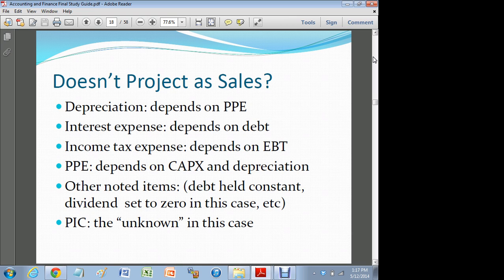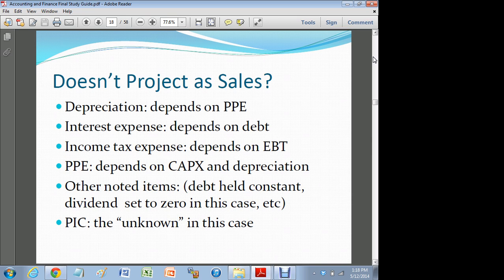So which terms exactly don't project as a percentage of sales? The first four here, you definitely should know because they always follow their own rule. If you're ever lost on why, just think about the nature of what these terms are. Depreciation: how much your items depreciate depends on how much stuff you have at the beginning of the period, so that's not going to depend on sales. It's going to depend on how much PPE you have. Interest: you pay interest on debt, so how much debt you have determines your interest expense, not revenue.